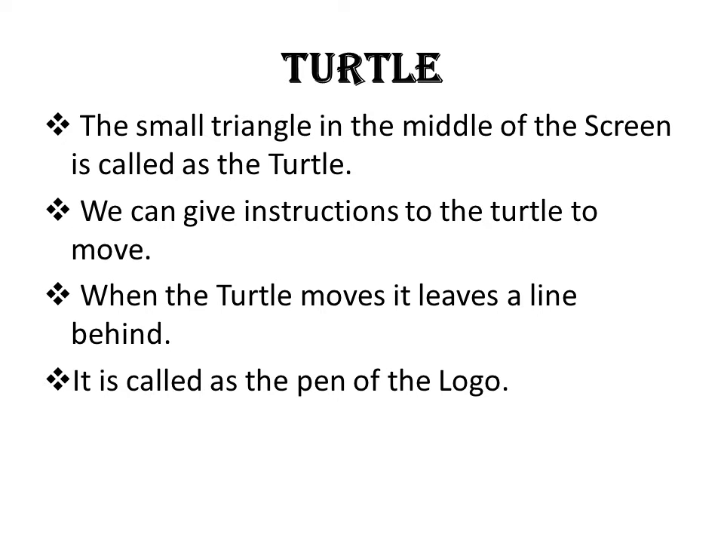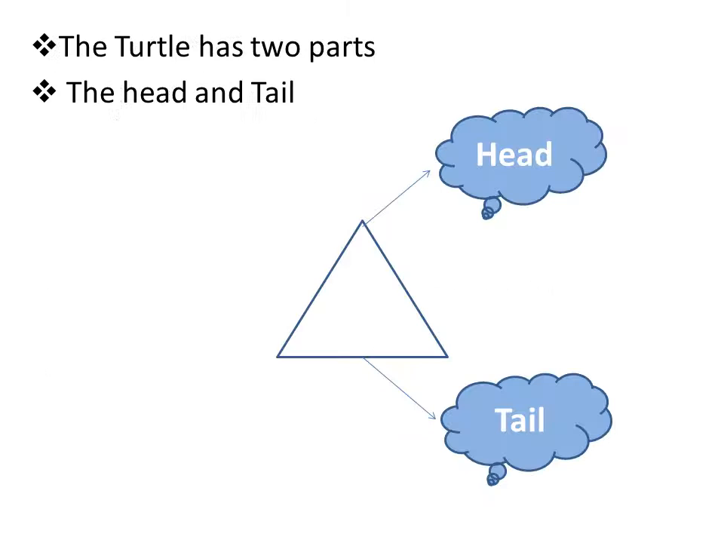Next is the turtle. The small triangle in the middle of the screen is called the turtle. We can give instructions to the turtle to move. When the turtle moves it leaves a line behind, so it is called the pen of Logo, which works according to the instructions given. Let us see the two parts of the turtle. At the top is the head part and at the bottom is the tail part. Head of the turtle and tail of the turtle.